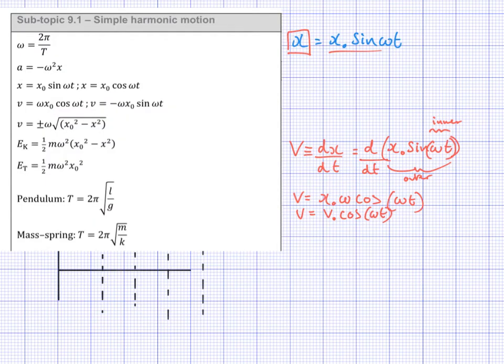And that's got us to a couple of these equations on our data sheet. Hopefully you can see my equation at the top here. This x equals x naught sine omega t, that is right here. And again, arbitrary whether I use sine or cosine. And then the one that we just did, this velocity x naught omega cosine omega t, or v naught cosine omega t, that is our equation right in here. And again, arbitrary whether we use cosine or sine.